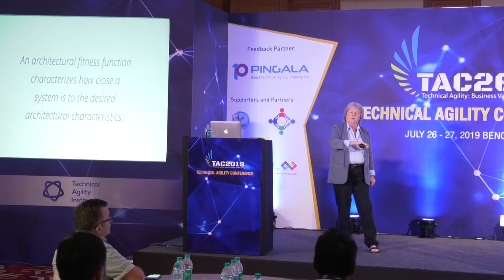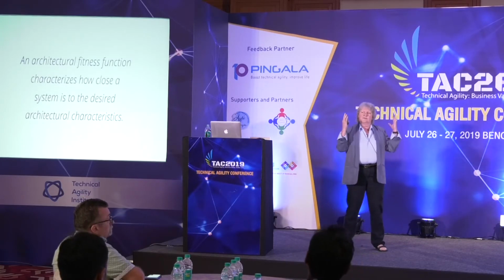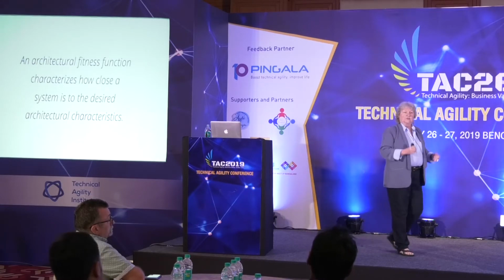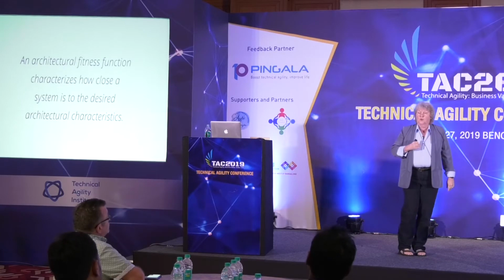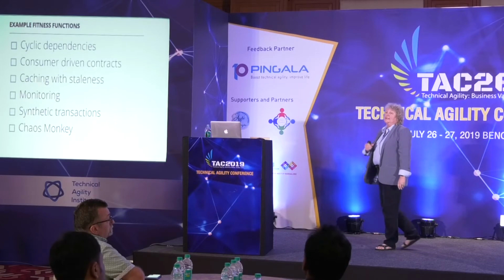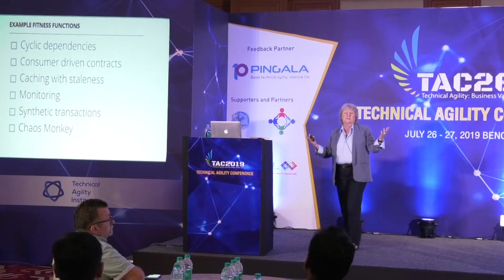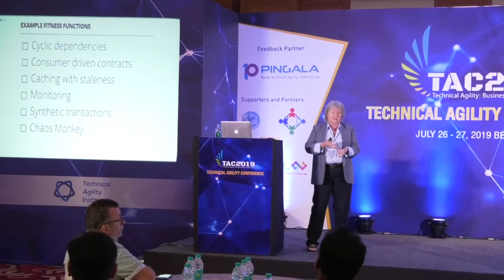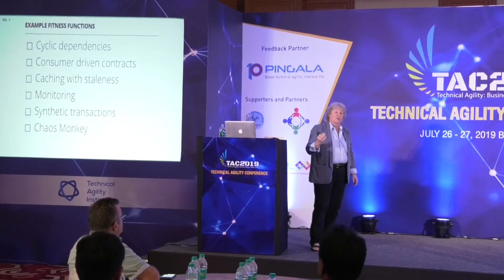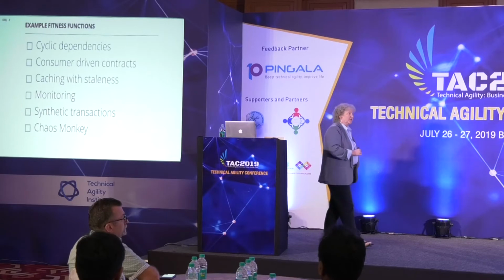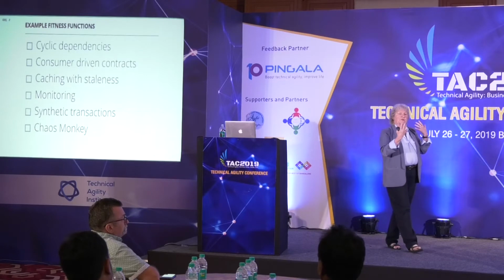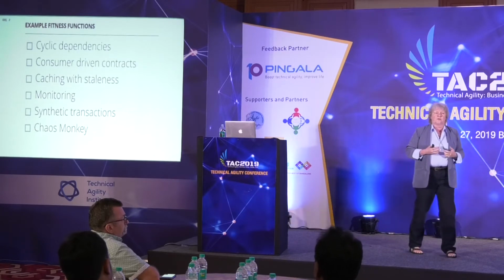Just like we require our users, when they give us a user story, to be very explicit about what constitutes done for a story, we have to think about architectural requirements in the same way. Here's some examples. Some of them are very simple, like static checks, cyclic dependencies. Some of them capture integration points, like consumer-driven contracts. Those were also mentioned yesterday.